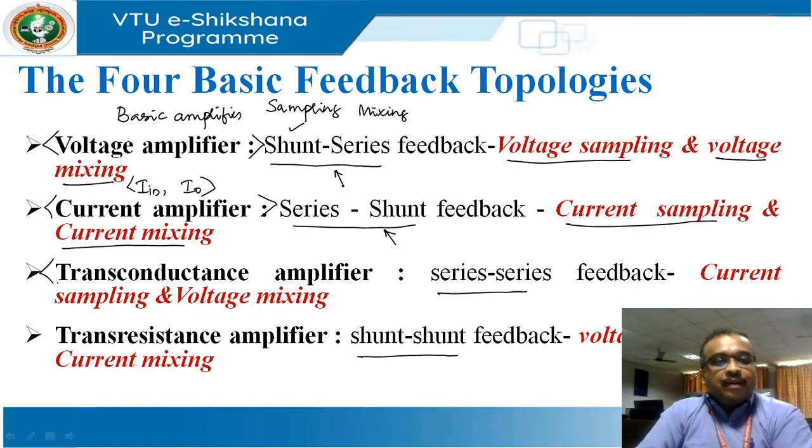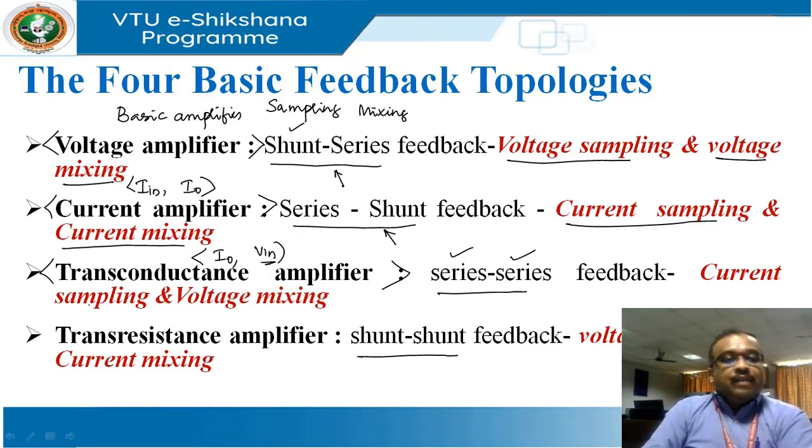The third kind of amplifier is the transconductance amplifier, which is also called a series feedback. Why is it called series? Transconductance will have what quantities as input and output? It is conductance. Sampling, what are we sampling? We are sampling the current value, so hence it is series. And we have to mix the value. What value are we mixing? We are mixing the voltage value, and again it is series. Hence the word series comes into the picture.